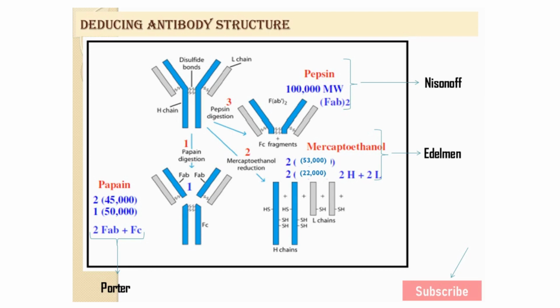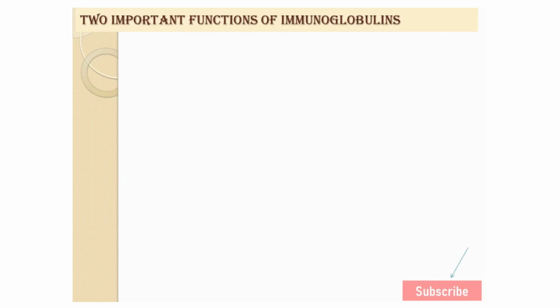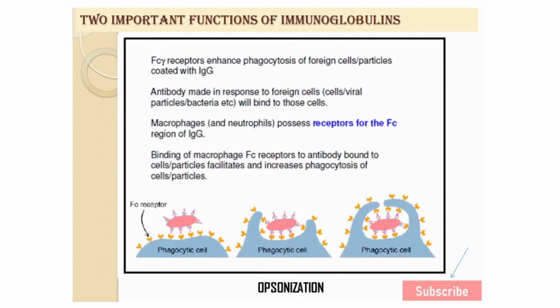This model was subsequently shown to be essentially correct, and Porter and Edelman shared the Nobel Prize for the elucidation of antibody structure. Along with other important functions like the activation of the complement system and transcytosis, the two other important functions of immunoglobulins are opsonization and ADCC, that is antibody-dependent cell-mediated cytotoxicity.